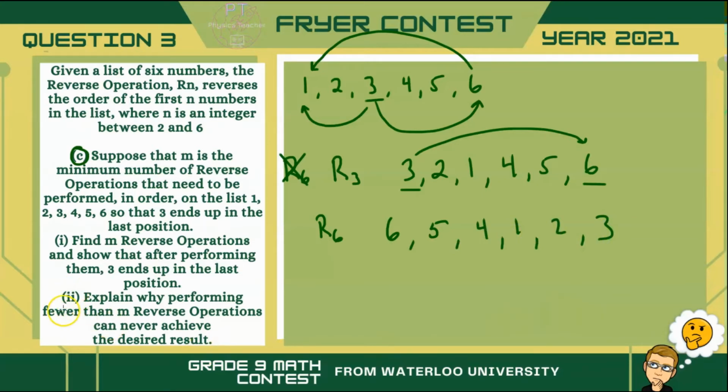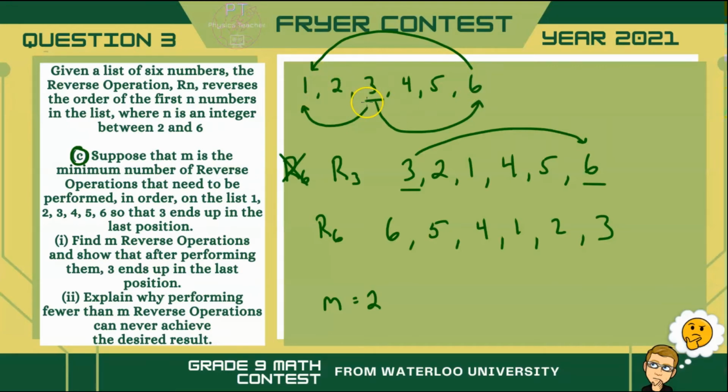And this also answers part 2, where it says to explain why fewer than m reverse operations can never achieve the desired result. Here it took us 2 reverse operations, so m equals 2. To do it in any fewer than 2 is not possible. The only thing fewer than 2 would be 1, and if you were to do an operation which would remove that last digit, the only operation you have is an R6 operation, and it will be replaced with a 1, not a 3.